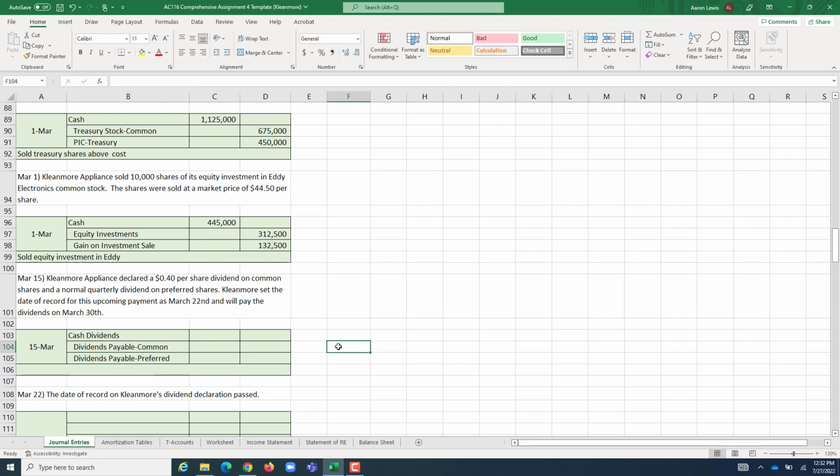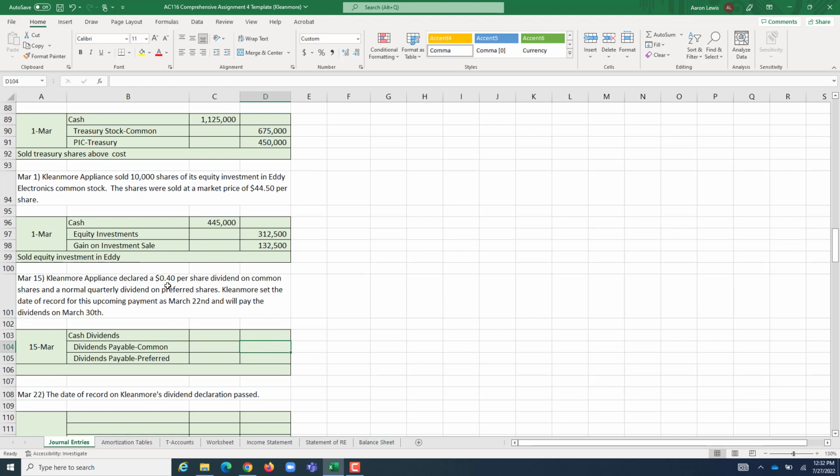Now we got to figure out what these numbers are going to be. We'll start with our common shares. What is the amount of liability that we're going to have with our common shares? What's our credit going to have to be right here to dividends payable common? Well, that's going to be for the total amount of shares that the public owns at this time, our shares outstanding by accounting terms, times the rate at which we're paying. Well, we know the rate's 40 cents.